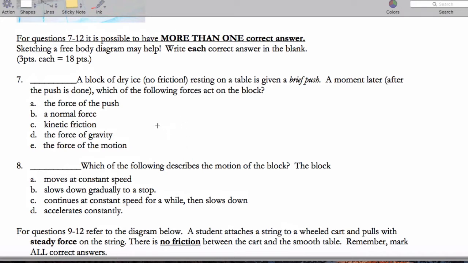So if we give it a brief push, here's what will happen. It'll actually be moving to the right. Now let's look at the forces. Once I am done pushing that block, the only forces that act are the gravity force, or the weight force, same thing, and the normal force pointing up. So we're only going to have B and D acting.